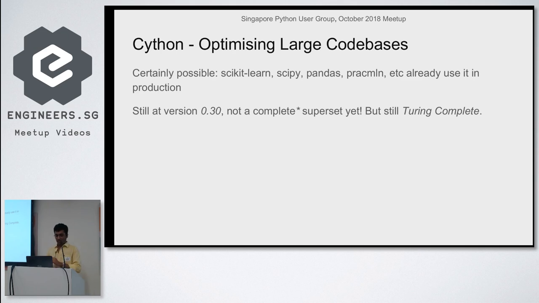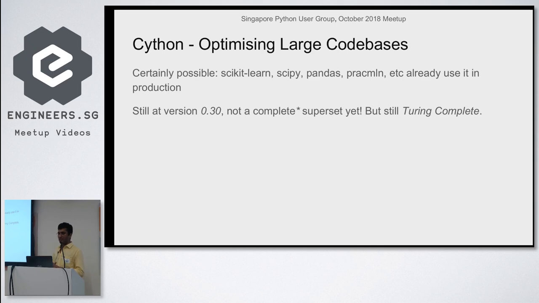That being said, Cython is still at version 0.3. In fact, 0.3 came out just last month. And even though Cython is supposed to be a superset of Python, it is not yet a complete superset of the Python programming language. What that means is that there are still certain Python constructs that the Cython compiler is unable to handle. Now, this is unfortunately not documented very well on the internet, so you might find articles that say Cython is a superset of Python, so you should use Cython.